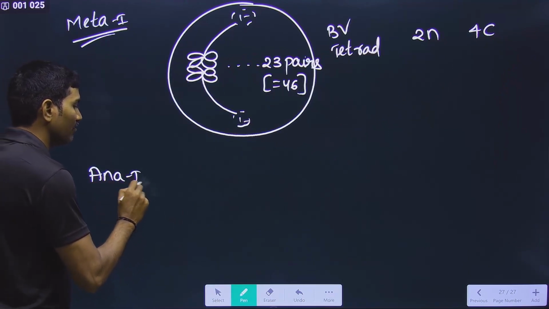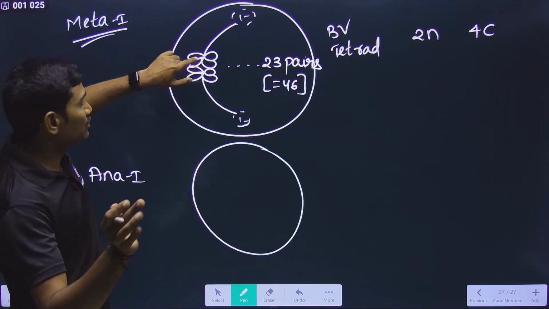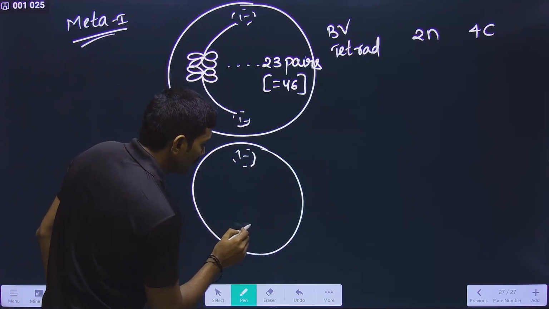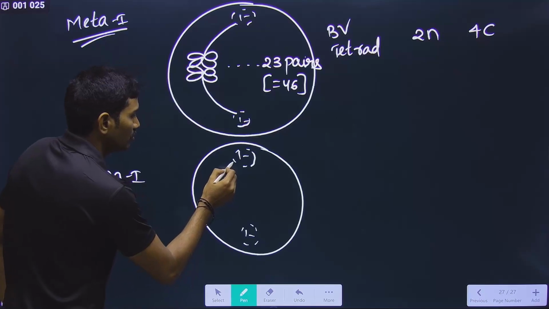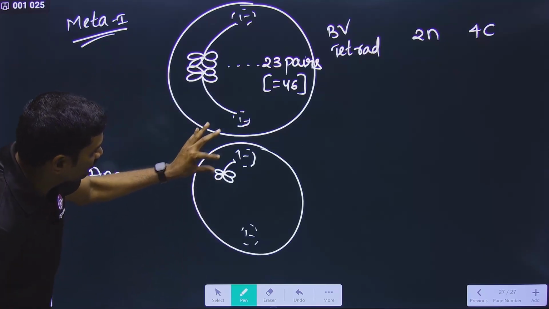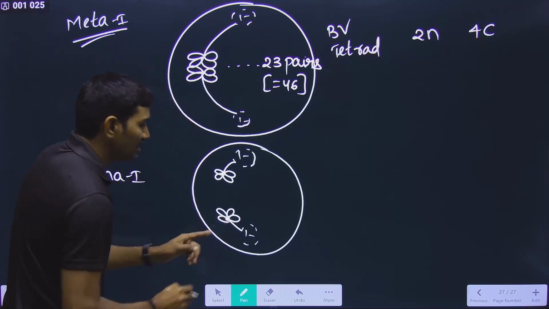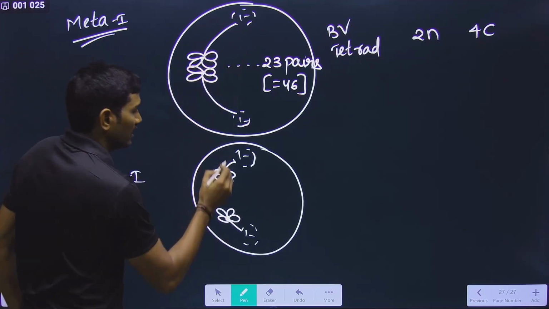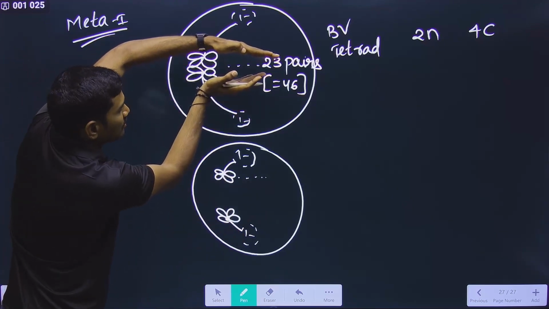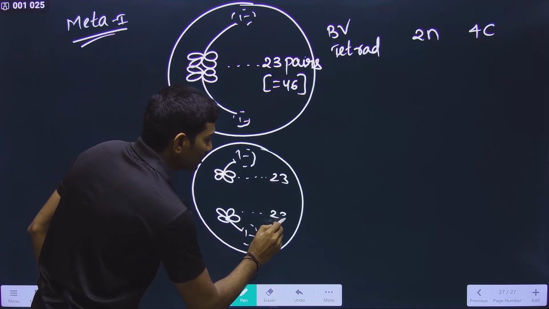Next one is anaphase 1. In anaphase 1, what happens? There is no splitting of centromere. Homologous chromosomes will move to opposite sides. That means the complete dyad chromosome goes as it is. So on one side how many will go? 23 pairs, right? 23 top, 23 bottom. So the upper 23 will go to the upper side, the bottom 23 will come to the bottom side.